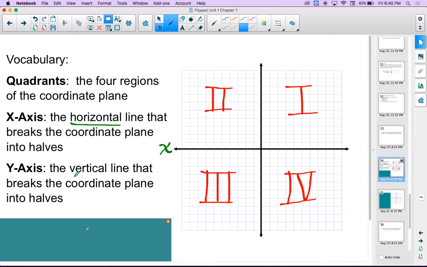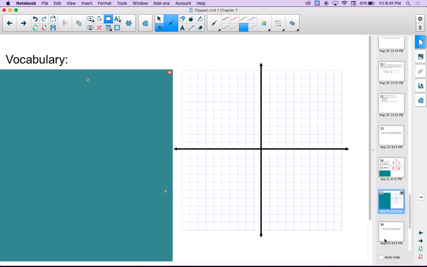The y-axis is the vertical line that breaks the coordinate plane into halves. So that's this guy right here. Please label your y-axis. And you can see that the y-axis breaks our coordinate plane into a left half and a right half. Together, those 2 axes create the 4 quadrants. Now you can turn to page 6, and you can stay on page 6. We only have one more vocab word left.